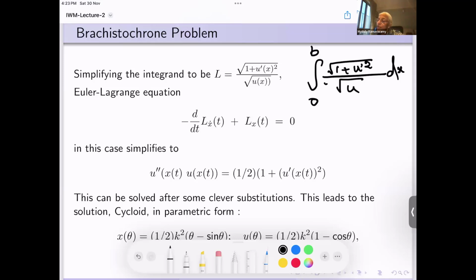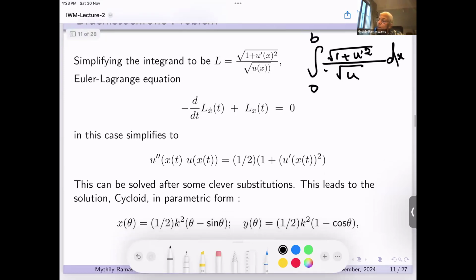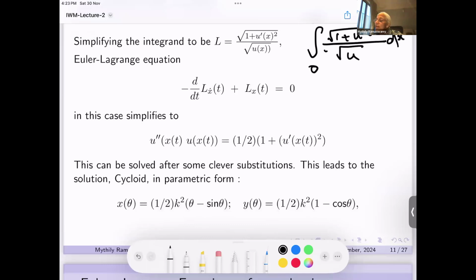But this is also not easy to solve directly. So you have to multiply by something, bring it to an amenable form, and then use the sine theta, cosine theta substitution. And it can be solved after some steps. It will lead to the parametric form of the cycloid, which is x(theta) equal to half k square into (theta minus sine theta), and y(theta) equal to half k square into (1 minus cos theta).